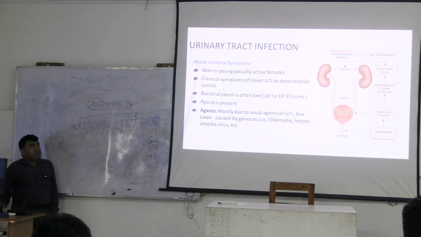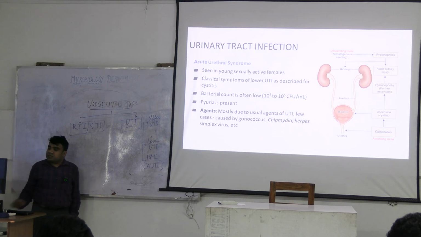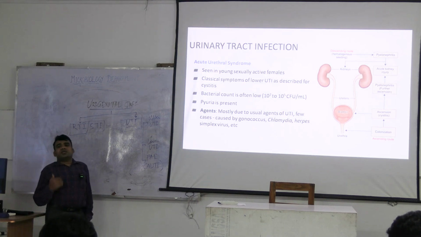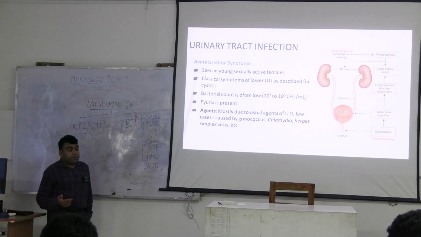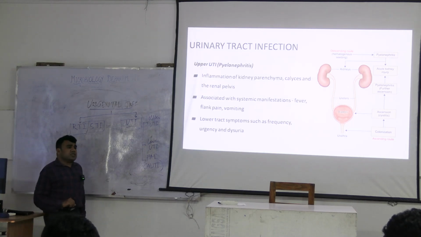The next kind of presentation that can be seen especially in sexually active female are acute urethral syndrome. What is acute urethral syndrome? That means the patient complains of painful micturition. That means pain only on voiding of the urine. This is basically symptoms of urethritis, and most commonly it is transmitted sexually, and you can find organisms like gonococcus that causes gonorrhea, Neisseria gonorrhoeae, chlamydia or herpes simplex virus. And in this case scenario, if we do examine the urine, we can find the bacterial colony count to be as low.